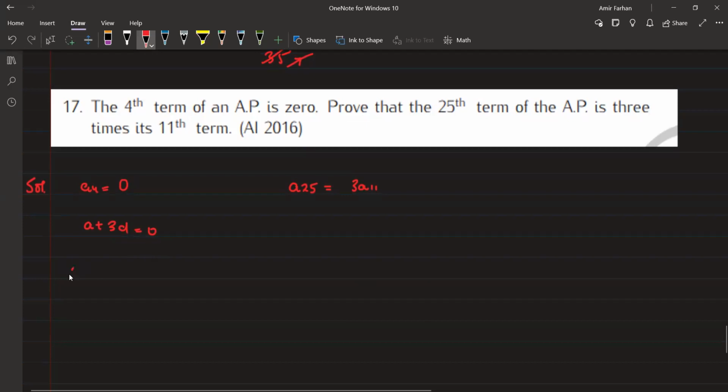So let's do this. A25 will be A plus 24D. The fourth term of the AP is 0. A plus 3D is equal to 0. So the value of A will be minus 3D. Yes or no?